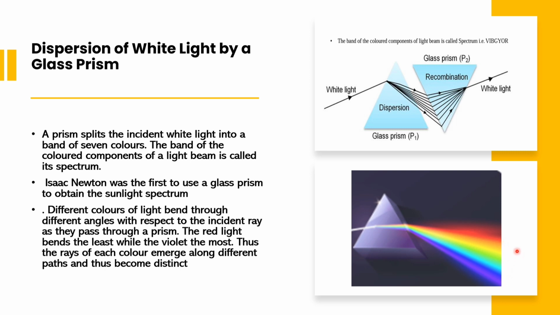Here these different colors of light bend through different angles with respect to the incident ray. The red light is bent the least, and the violet light is bent the most. In this picture, when the white light is incident, it is dispersed into 7 colors. Again, through a prism, they are combined together to form the white light. So white light is a combination of all these 7 colors.